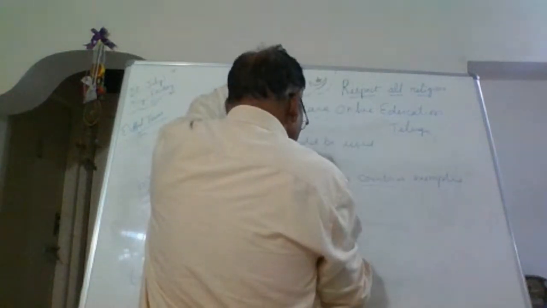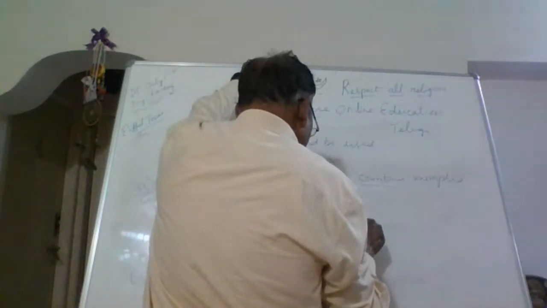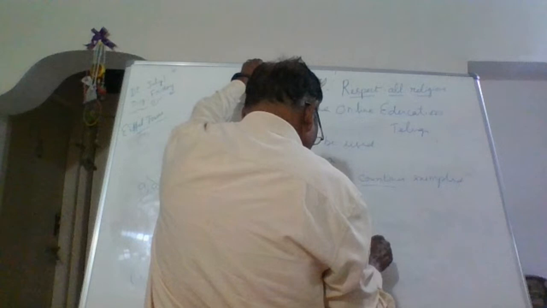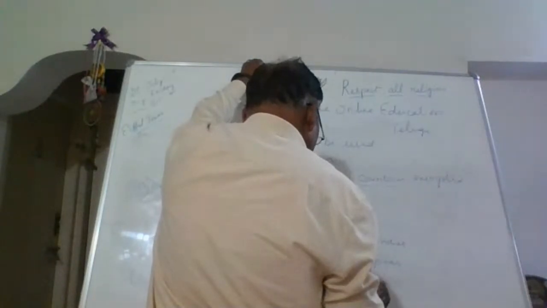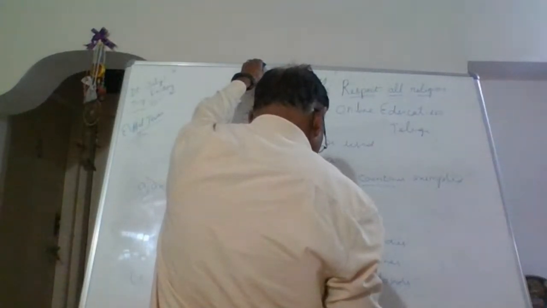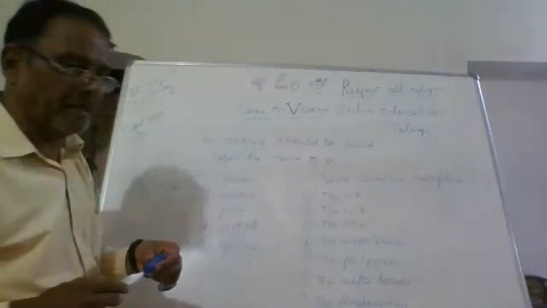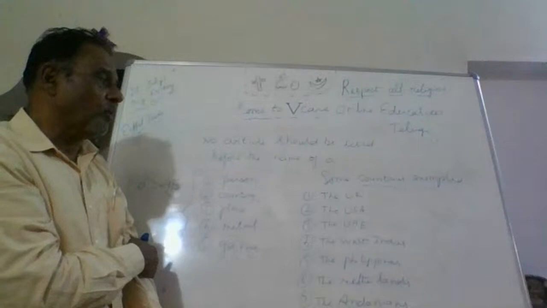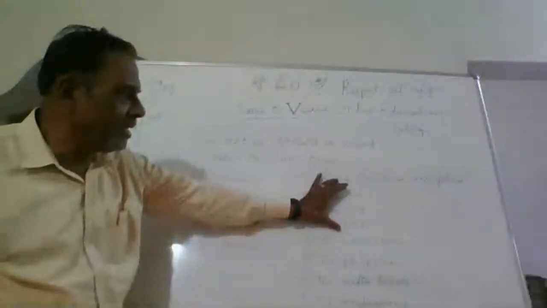So which are the countries? The USA, the UAE, the West Indies, the Philippines, the Netherlands, the Andaman, the Himalayas, later you can say. Here it is very compulsory that you have to make use of the definite article before only these countries, not in other countries. These are called some countries exempted because they are in a group.